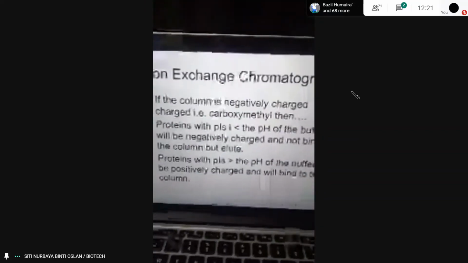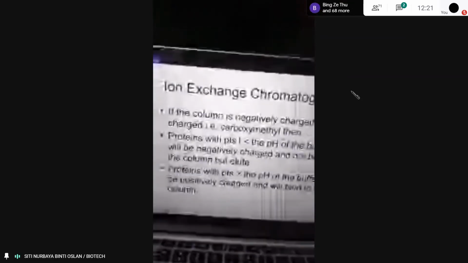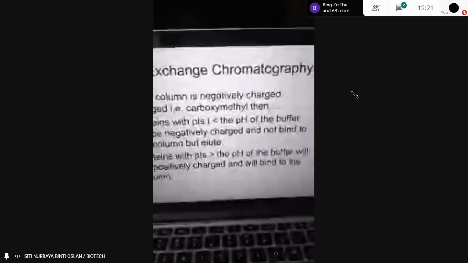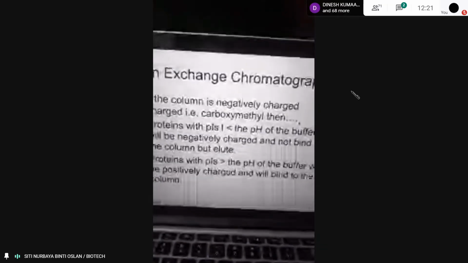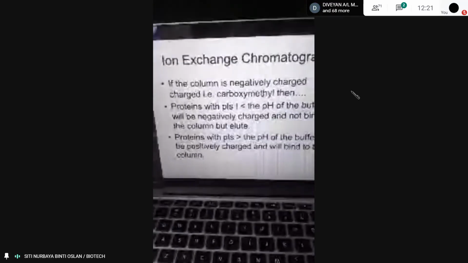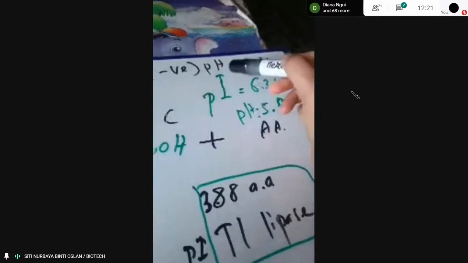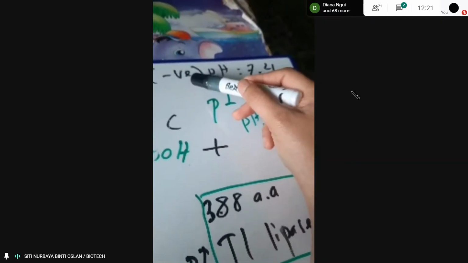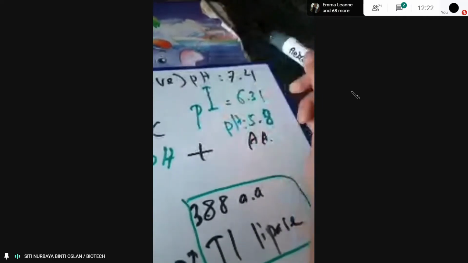This is a similar principle just like that. If we use a negatively charged column, for example carboxymethyl, then the positively charged T1 lipase will bind. So if you want to use the negatively charged matrix, we change here. Just now we used a positively charged matrix, so we made the protein negatively charged. But if you use a negative matrix, we want the protein to be positive.